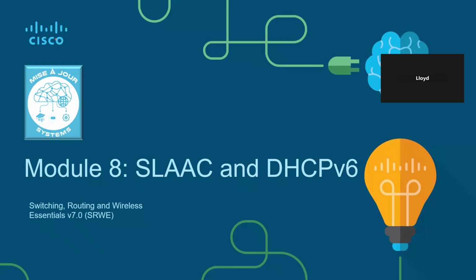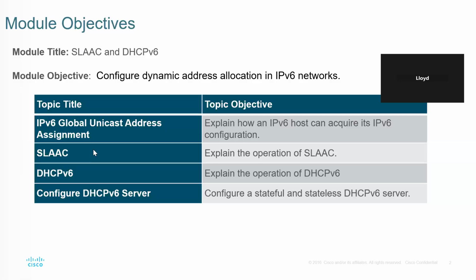I think in CCNA 1, part of this was covered when we did module 12, where we did the introduction to IP version 6. So here, I don't think it's a lot added after that CCNA 1 module. And this is SLAAC and DHCP version 6.